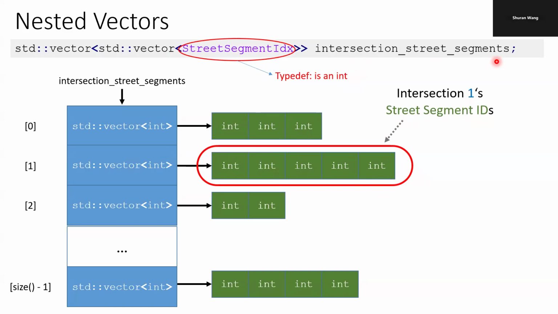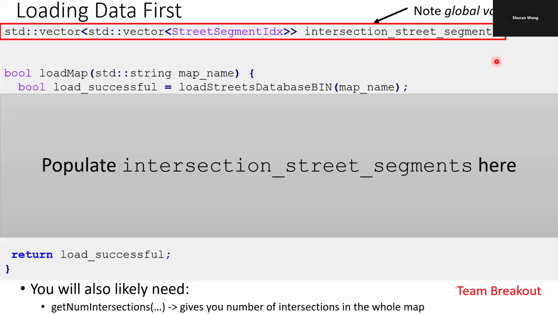Is this clear? Does anyone need more explanations? Okay. So we have this global variable defined, and we need to populate that inside the load map function, because load map is called before any other functions are called. So in the load map, we first load the streets database binary for the current map.